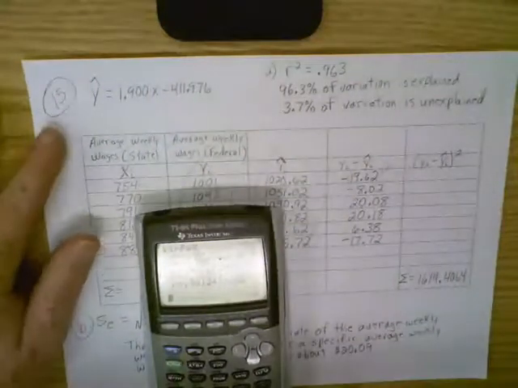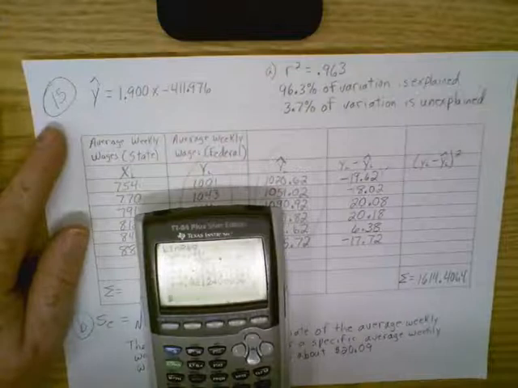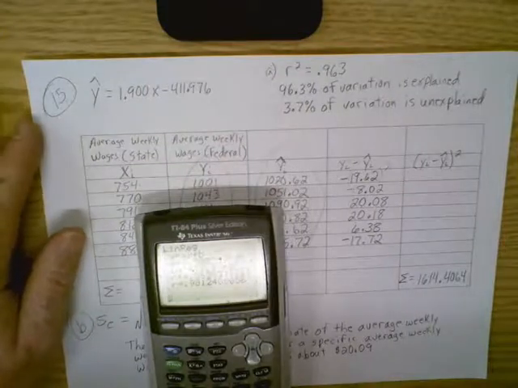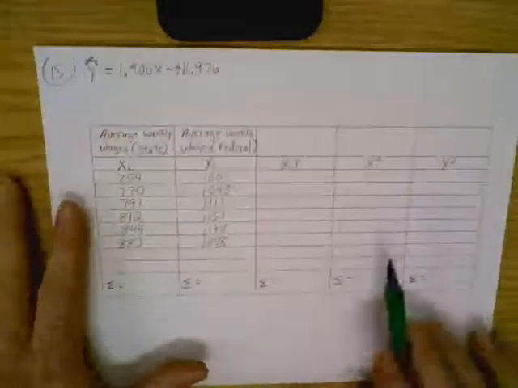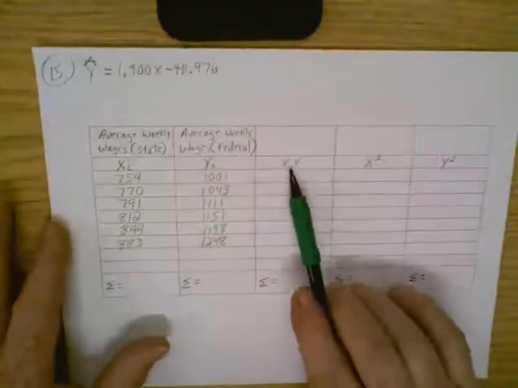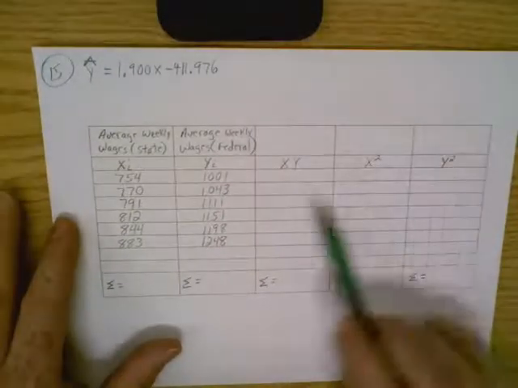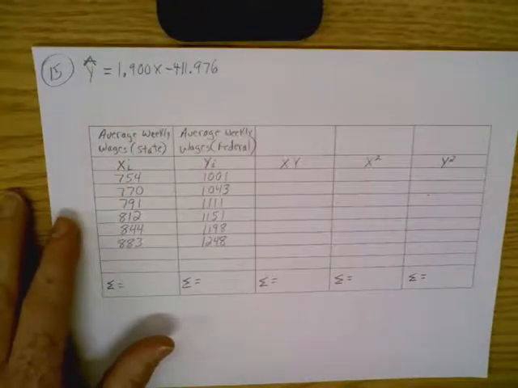So that's number 15. That's the first way. I'm going to do it the other way also and see what we come out with. All right, this is the other. I just redrew the chart, but now we have x times y, x squared, and y squared in the chart instead of the other stuff that we did on the other chart.